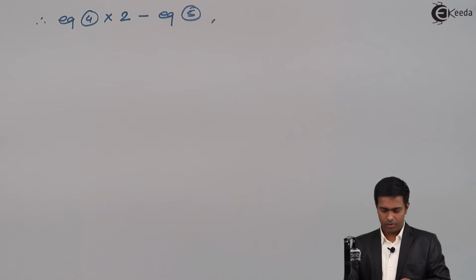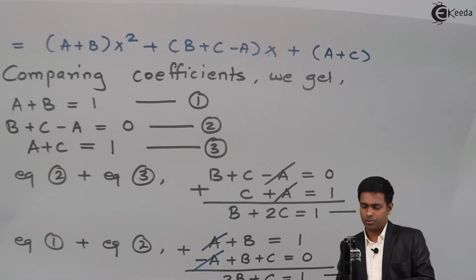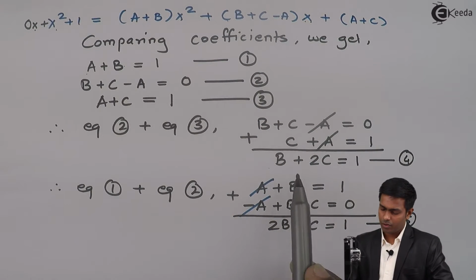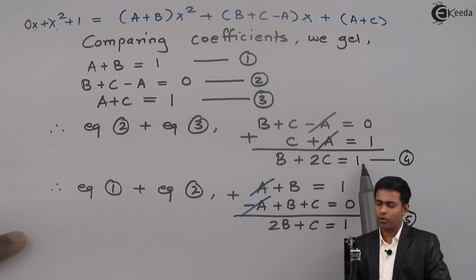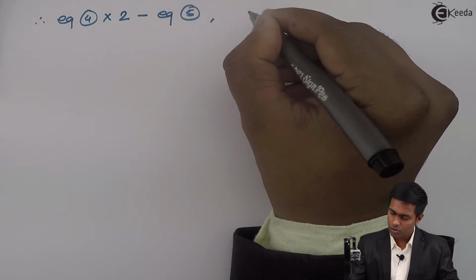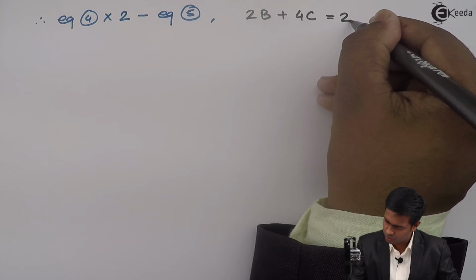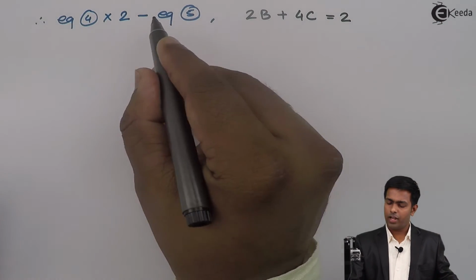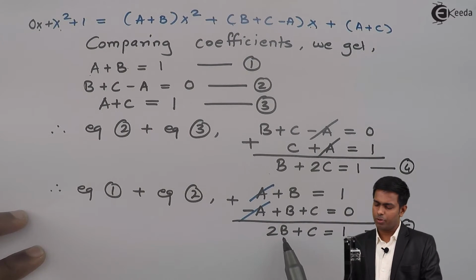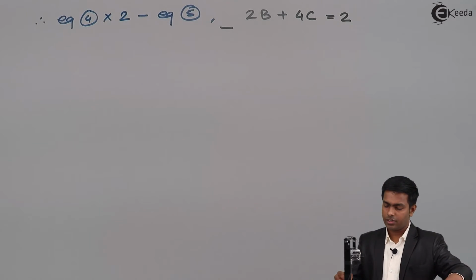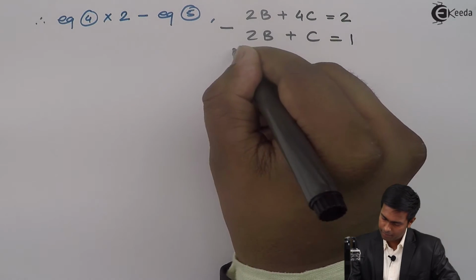So it will give us equation number 4 into 2. When we multiply equation number 4 with 2, we will get 2B plus 4C equal to 2. Now we are subtracting, so minus equation number 5. Equation number 5 is 2B plus C equal to 1.